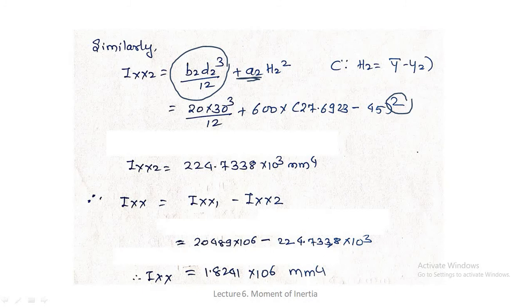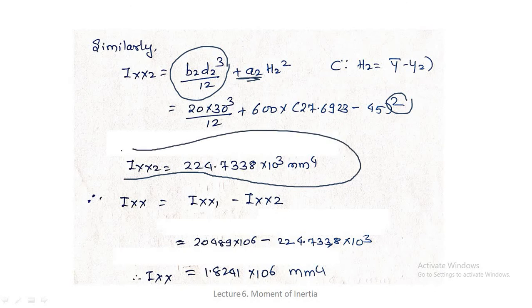So putting those values, again we will have Ixx2 as 224.7338 into 10 raised to 3 mm raised to 4. Now we have Ixx equal to Ixx1 minus Ixx2. Again, why are we taking the minus sign over here? Because we have removed the rectangle from the triangle. As we have removed it, there is subtraction in the plane, so we have taken the minus sign.